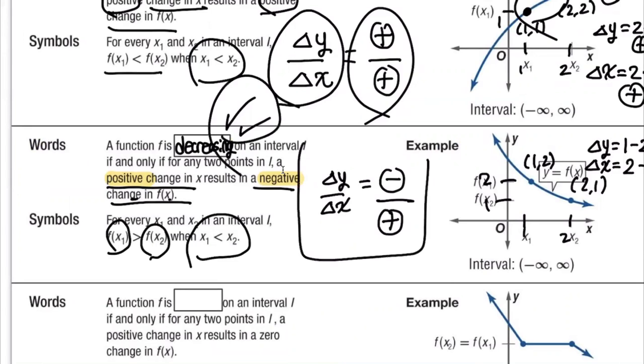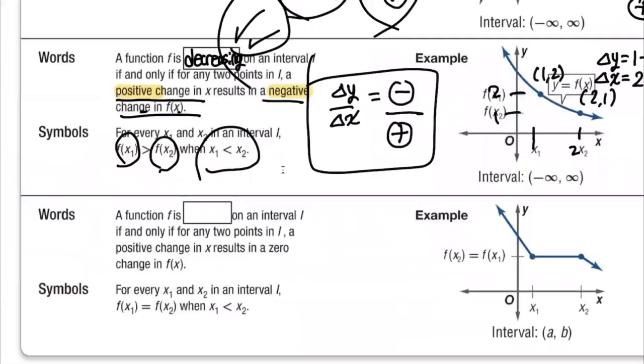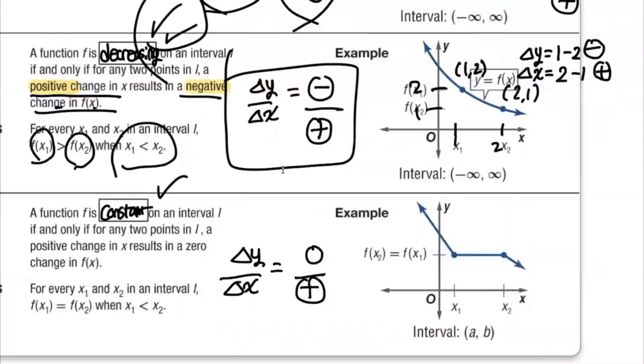But really just think like this, okay? Last thing is constant. When is it constant? If a positive change in x results in a zero change in y. What I'm saying with this is if change in y over change in x is something like zero change over positive, then it's constant. I'll also prove to you why.